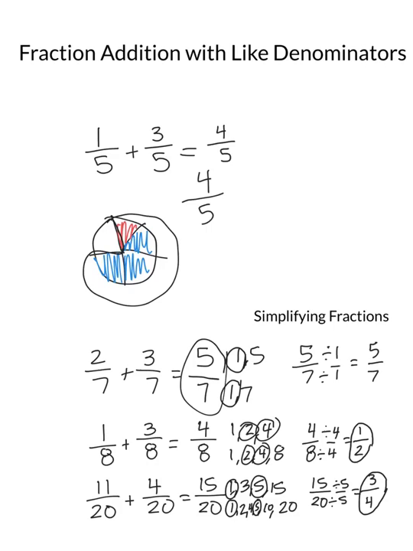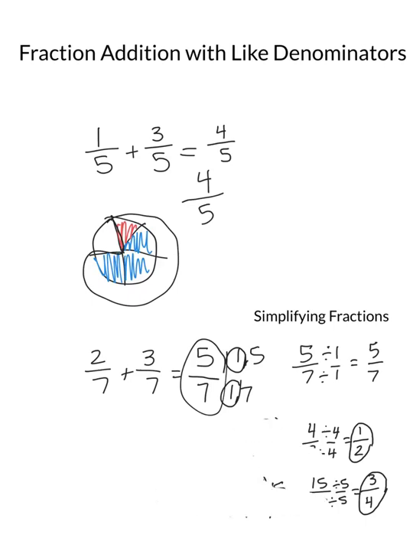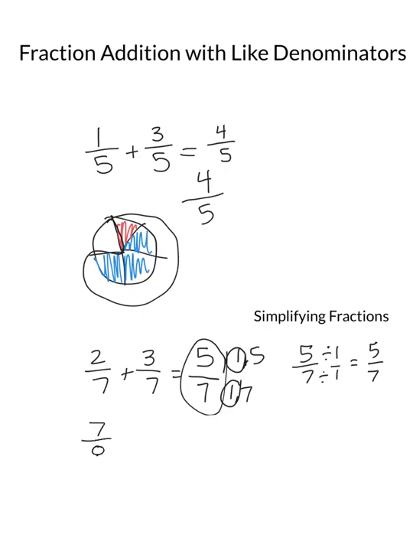The same is true if I have an example problem like this. Let's do, how about 7/8 plus, let's say, plus 7/8. So I have the same denominators, both of them are 8, so all I have to do is add the numerators. 7 plus 7 is 14.